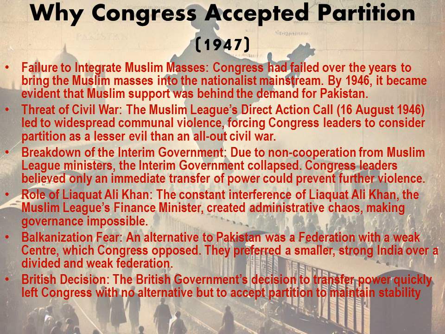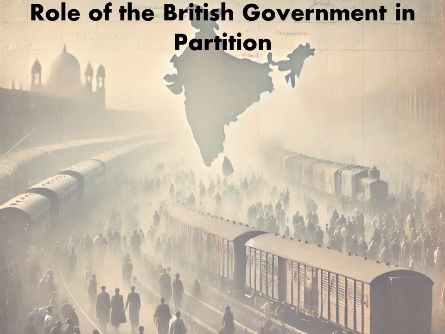British decision. The British government's decision to transfer power quickly left Congress with no alternative but to accept partition to maintain stability. So the Britishers wanted to transfer the power as soon as possible, so there was no time to make the Muslims of India understand that we can stay united. Hence, the Congress leaders had to accept the decision of partition.